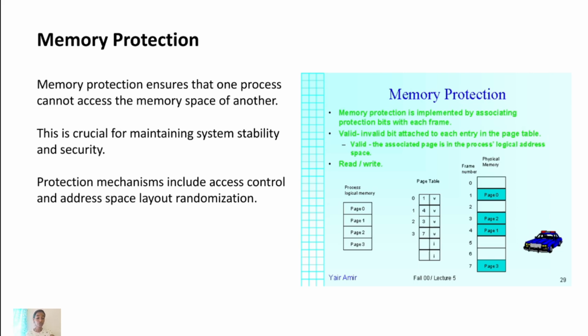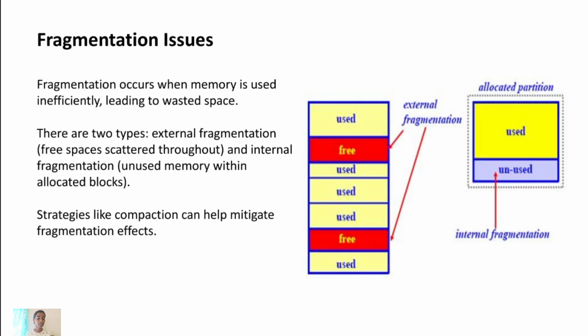Here we go to the fragmentation issues. Fragmentation occurs when memory is used inefficiently, leading to wasted space. There are two types: external fragmentation, where free space is scattered throughout memory, and internal fragmentation, which is wasted memory within allocated blocks. Strategies like compaction help mitigate fragmentation. Here is the flowchart for the fragmentation issues.